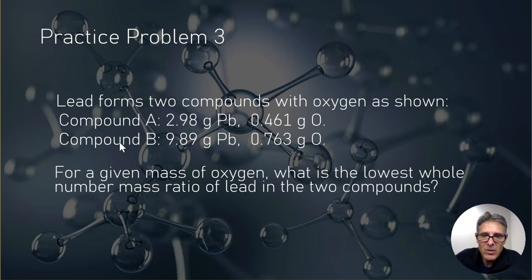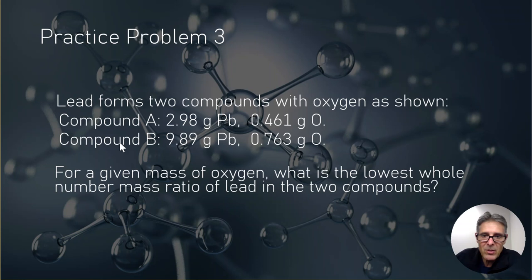We'll figure out what we have to do to get this first one to equal 1 gram, and then figure out what we have to do to get the second one to equal 1 gram, and then we'll be able to compare the ratio of our lead. For a given mass of oxygen, what's the lowest whole number mass ratio of lead in the 2 compounds? So we've got to hold oxygen constant, and to do that, we have to get them constant. Let's see how we could do that.